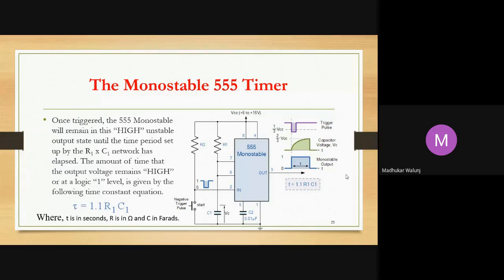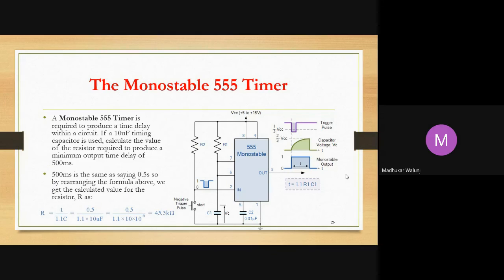As we know, the timing capacitor C1 and the resistor R1, with their product multiplied by 1.1, lead to what we call the equation T. So T is in seconds, when R is in ohms and C is in farads. If we need to calculate the value for a required time, we can take the capacitor C1's value, and according to it we can calculate the value of R1.